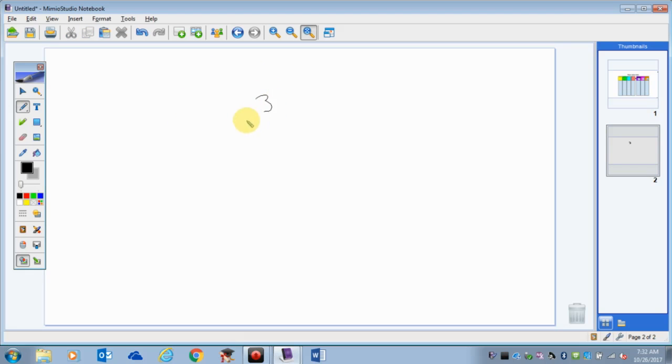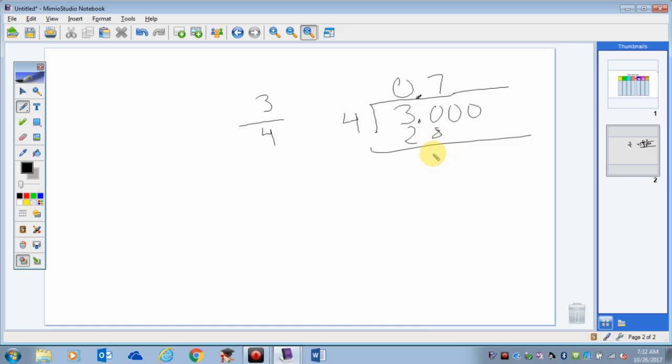So if you have like 3/4, then you just do 3 divided by 4. So 3 divided by 4, put your decimal in your zeros. Put a 0 here because it won't go in. Your decimal up there. 4 will go into 30. 7 times 4 is 28. 30 minus 28 is 2.